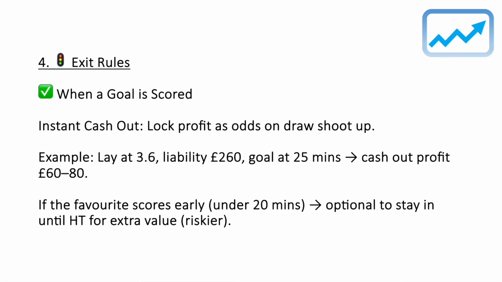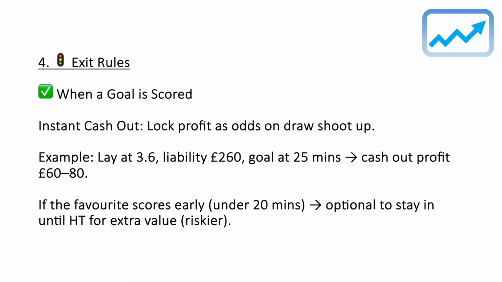Exit rules, very simple with this strategy. You're simply exiting when a goal is scored. So, most simple way, instant cash out. You lock in the profit as the odds on the draw shoot up when the goal is scored. So as an example, say you lay at 3.6, liability is £260, goal at 25 minutes, you're cashing out for about £60 to £80 profits.